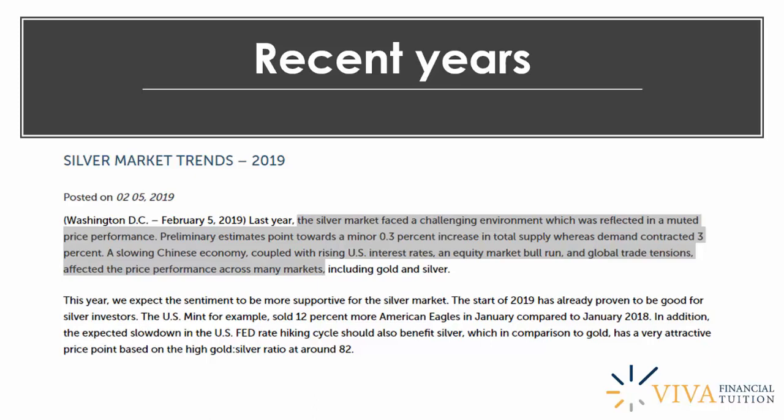In addition, the expected slowdown in the US Federal Reserve rate hiking cycle should also benefit silver, which in comparison to gold has a very attractive price point based on the high gold-silver ratio at around 82%. So basically, what these analysts are expecting is that the price of silver is actually going to start rising in 2019. It's already at such a low that it's likely to see relatively rapid rises in the price. And so obviously from the perspective of a silver jeweler, this is going to be a bit of an issue if the price rises rapidly in the coming years.